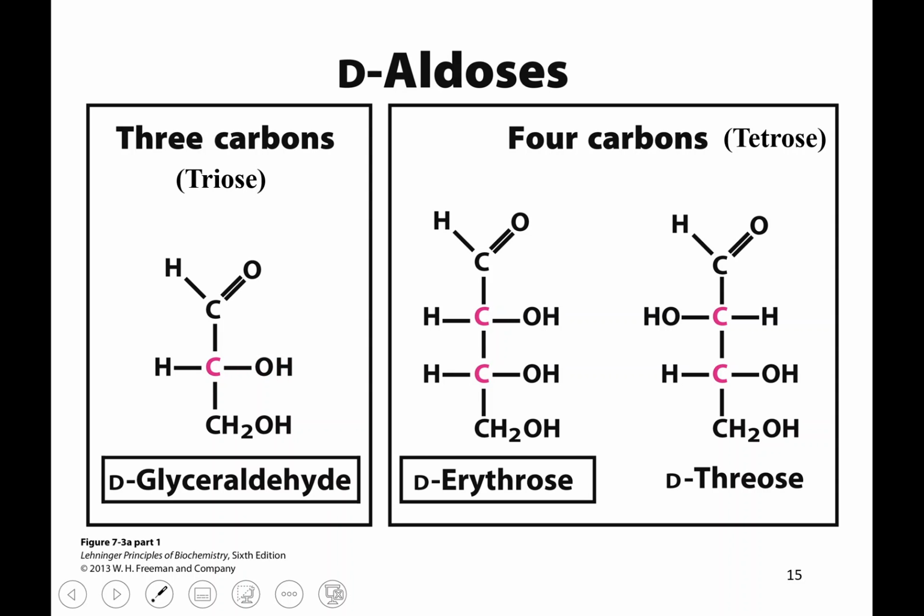Okay, for 4 carbons, we have erythrose and threose. And those are shown here. Those are both the D form because the OH at the stereocarbon that's furthest from the carbonyl group is pointing to the right. So erythrose, the OHs are on the same side, and threose, the OHs are on opposite sides. These structures you don't need to know, though.